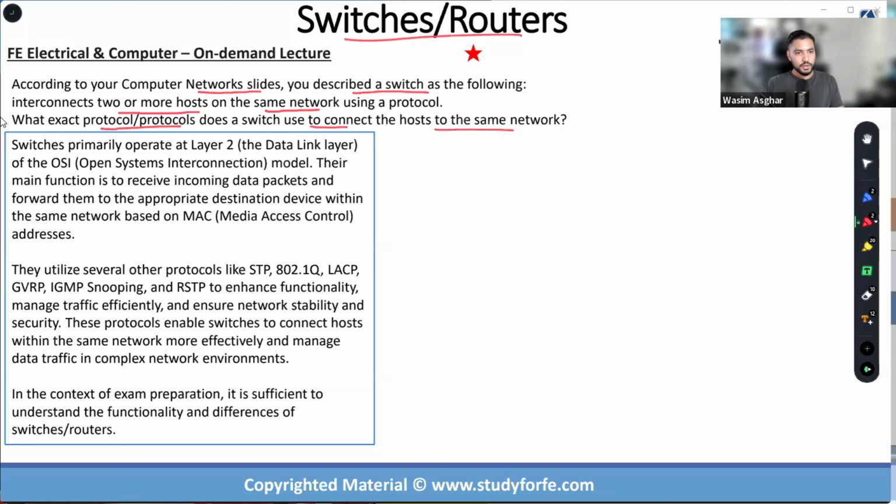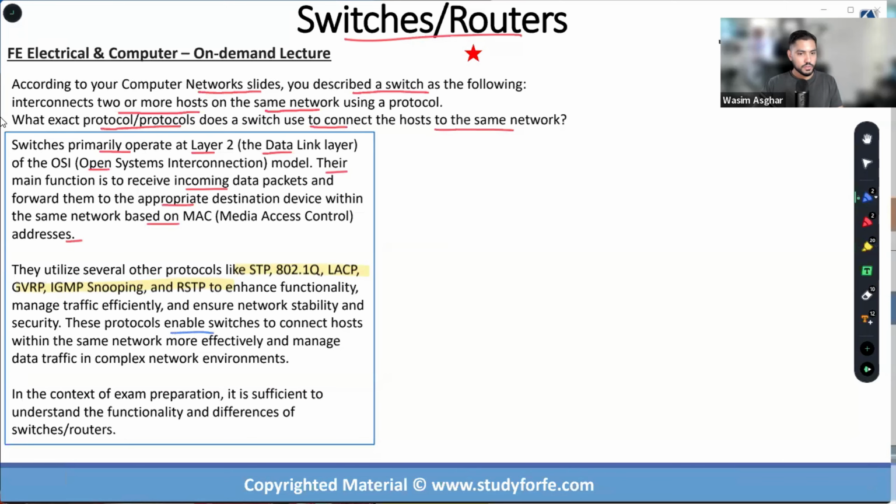Okay. So if we look at it from a very fundamental standpoint, switches primarily operate at layer 2, the data link layer of the OSI model. Their main function is to receive incoming data packets and forward them to appropriate destinations within the same network based on MAC addresses. And within the program, we went over MAC addresses as part of network devices and components. As far as the protocols are concerned, again, I don't think that you're expected to memorize these protocols, but these are some of the protocols that they use.